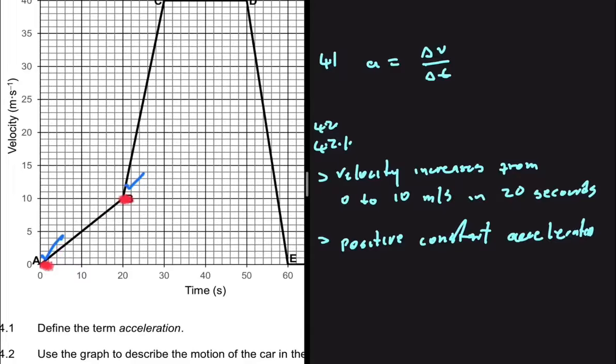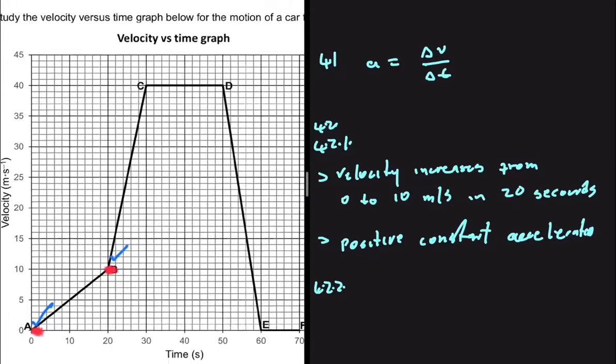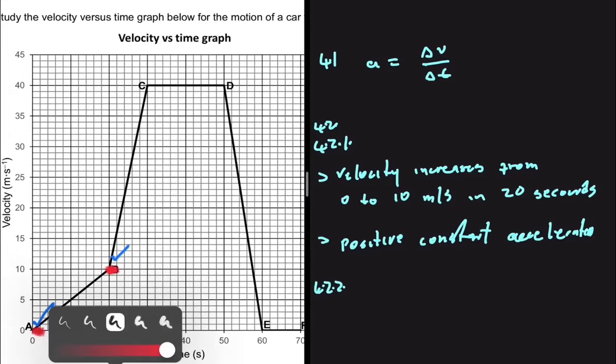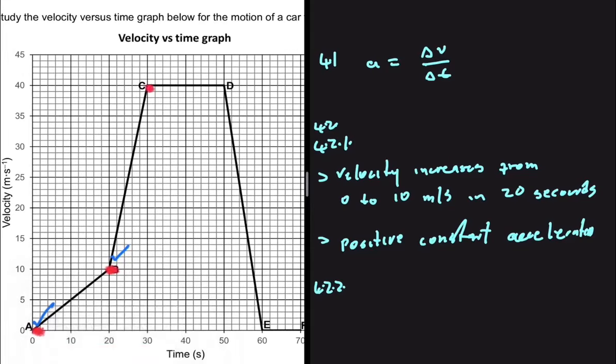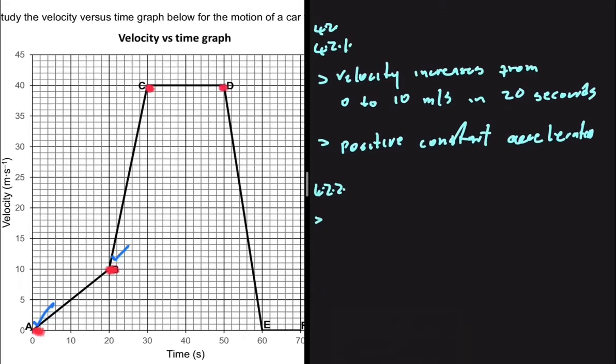Let's look at the following question, 4.2.2, with regards to CD. At C, we have a velocity of 40 meters per second. At D, we have a velocity of 40 meters per second. So you can see that the velocity is not changing. With regards to the velocity, we can say that it remains constant. There is no increase or decrease in the velocity in that section.